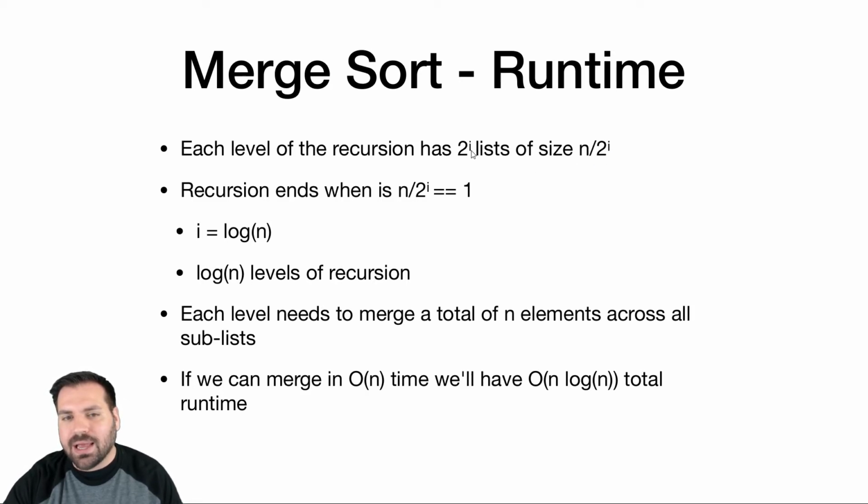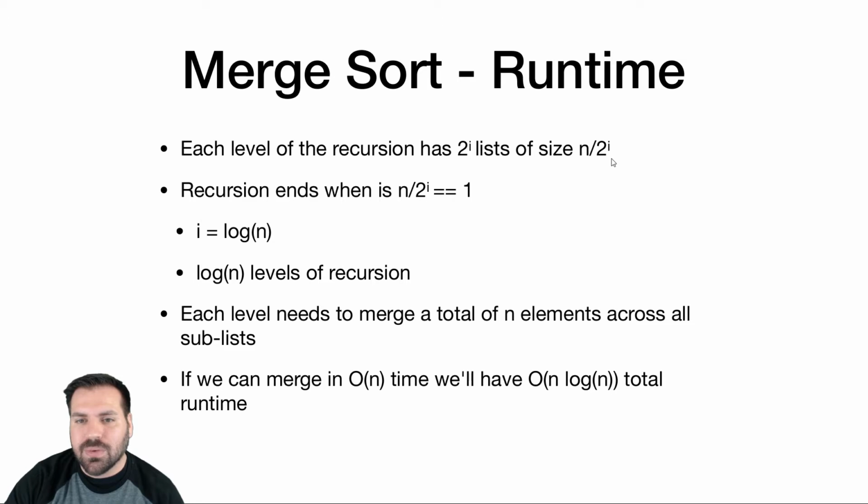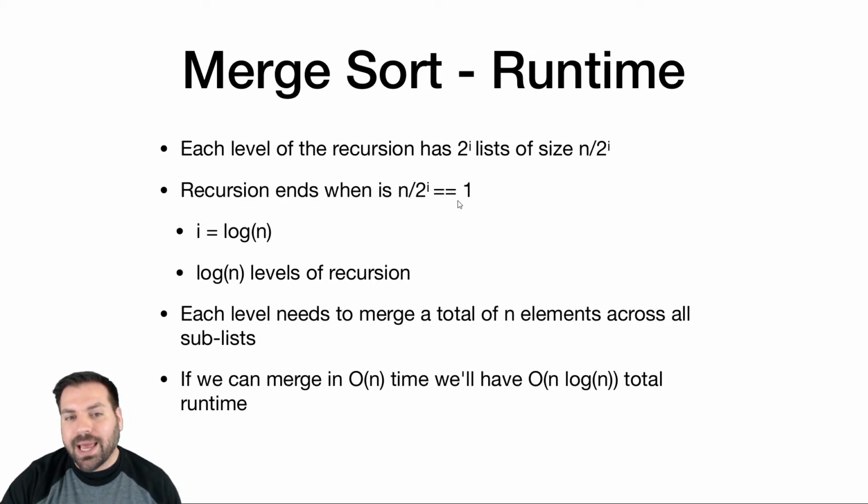And we have 2 to the i of them because we get twice as many lists each time we go down the recursion, and we start with one list. So we have 2 to the i lists of size n over 2 to the i. Our base case is 1, so the recursion is going to end at level i, where n over 2 to the i equals 1, which just so happens to be log n. So after log n levels of the recursion, we're going to reach the base case on an input of size n.